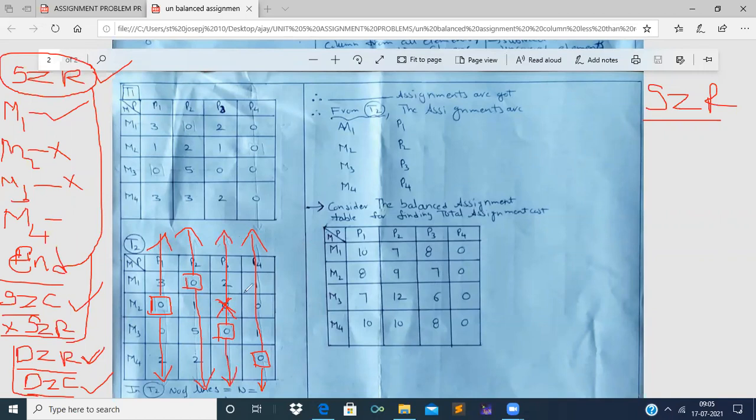So see, observe carefully, all the zeros are either in a box, or they are under a line, or they are being struck off, right? So observe carefully. There are three kinds of zeros: zeros in a box, zeros underlined, and zeros which are struck off, right? All the zeros are finished.